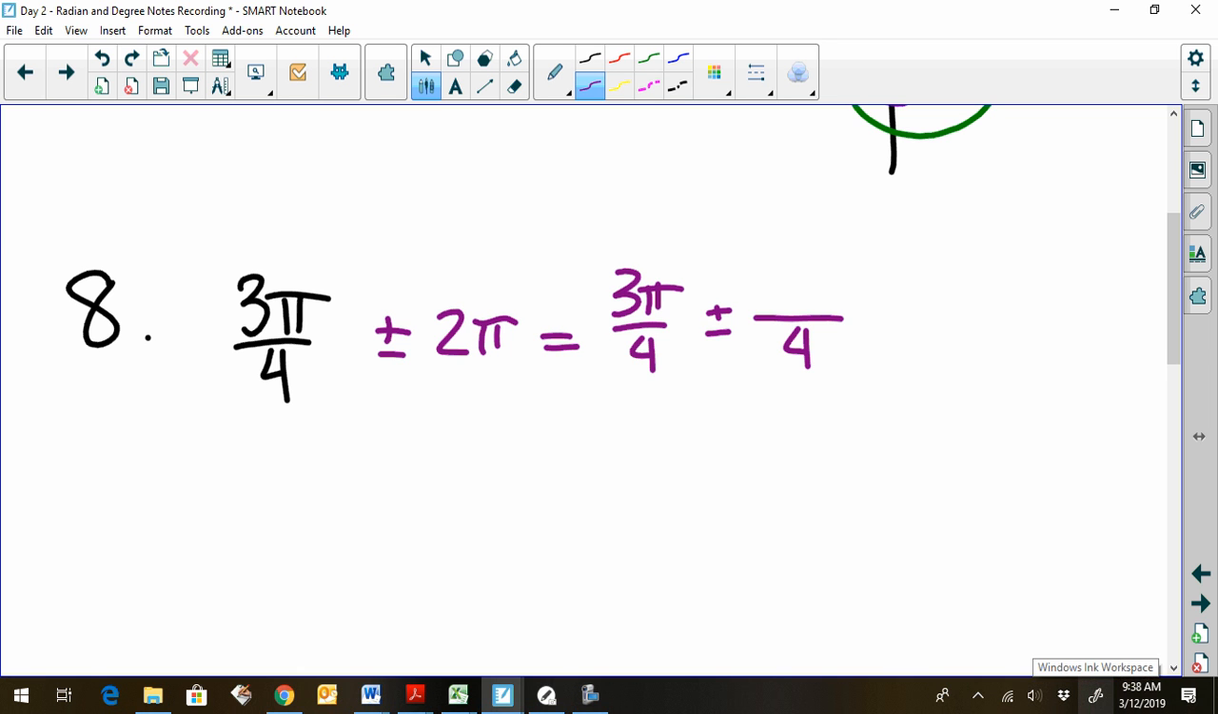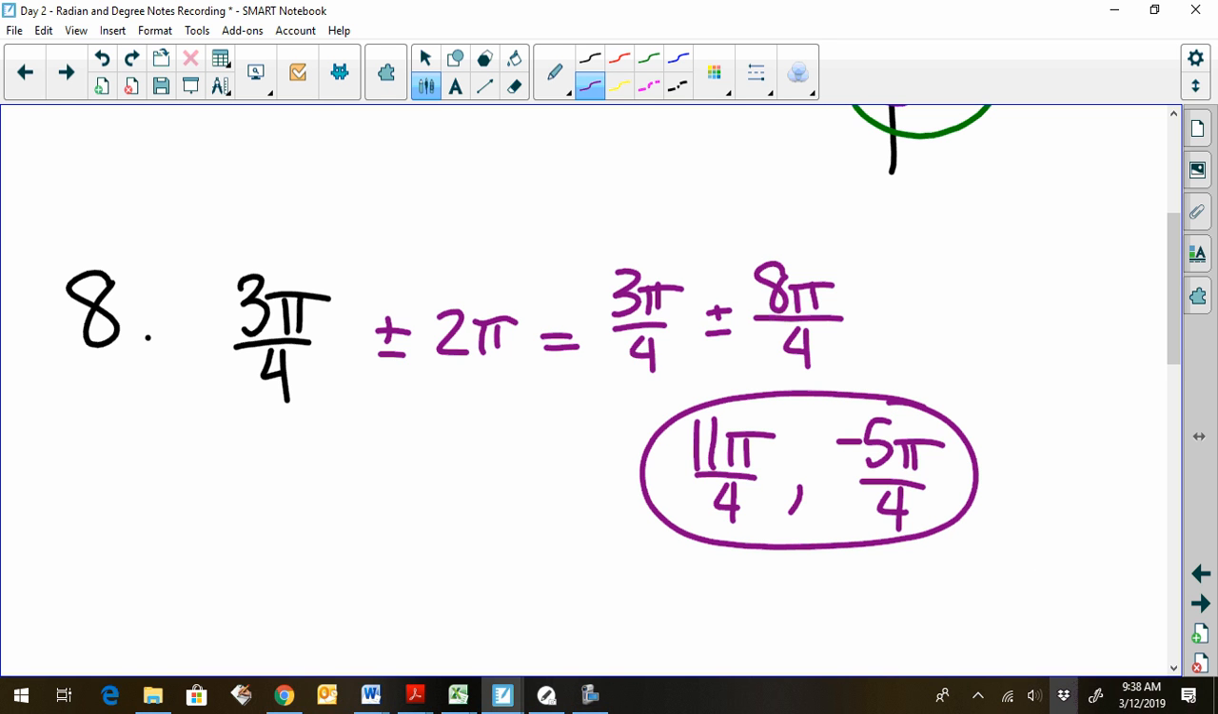So what does 2 pi have to be? It has to be 8 pi over 4, and we'll get our answers then of 11 pi over 4 and negative 5 pi over 4. Okay, so we're adding, we add just our coefficients.